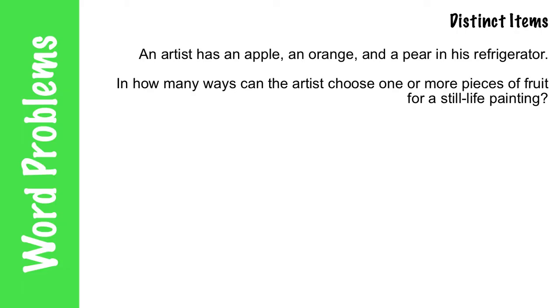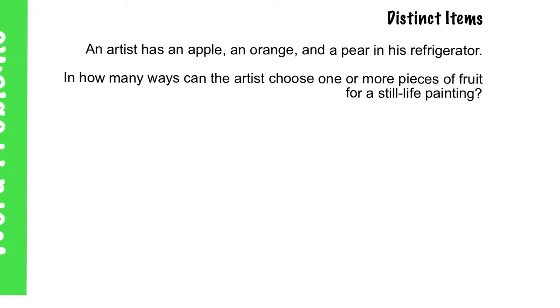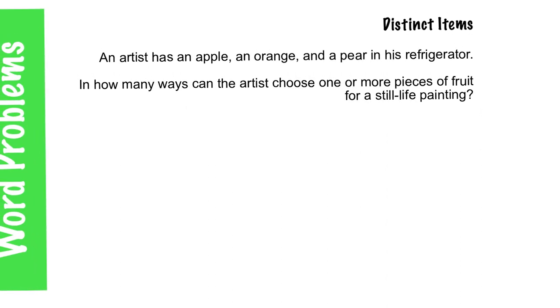Combination word problems. An artist has an apple, orange, and a pear in his refrigerator. In how many ways can the artist choose one or more pieces of fruit for a still life painting? So he has an apple, an orange, and a pear.